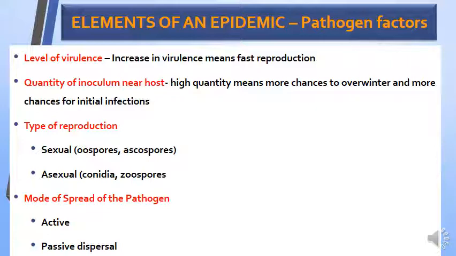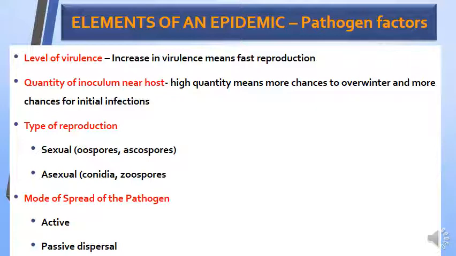Here we talk about the pathogen propagules that are the initial source of infection in an epidemic disease, and the greater number of pathogen propagules that are present near the host or reach the host early can greatly increase the chance of an epidemic. Third factor is type of reproduction.